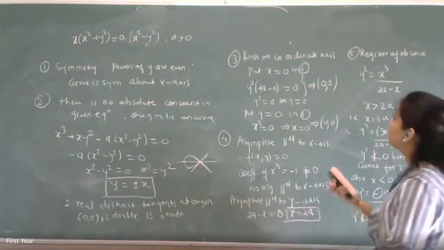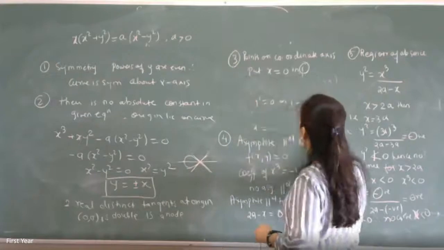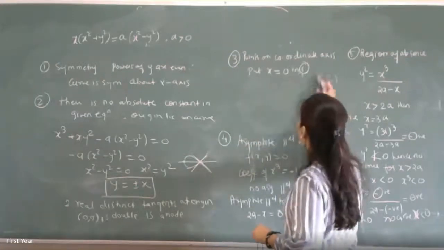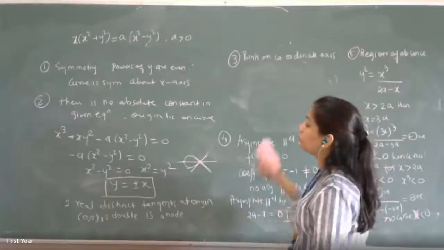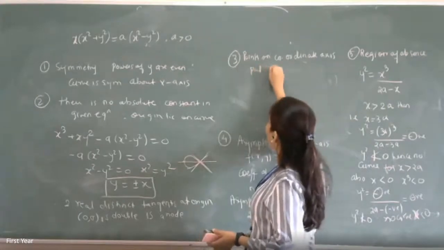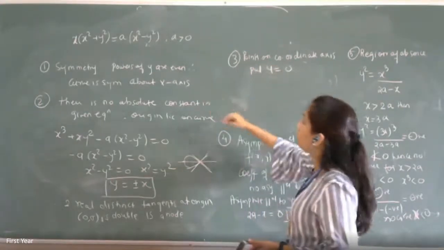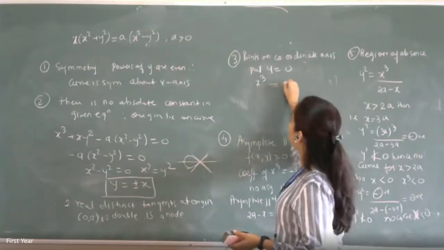Points on the coordinate axis. Put x equal to 0 and find the value of y, and put y equal to 0 and find the value of x. Ma'am, x is equal to a. A comma 0. So put y is equal to 0. If you put y is equal to 0, x cube is equal to ax square.